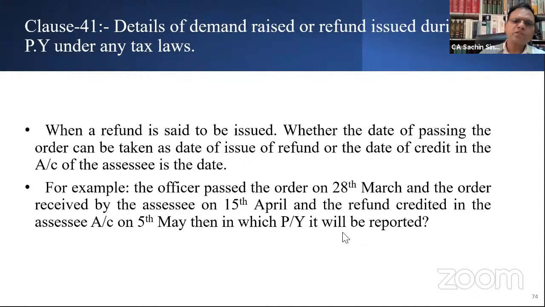Assuming 28th March 2020 is the date when the order is passed, but the credit comes to the assessee's account on 5th May 2020, then in which year is it to be reported, whether 1920 or 2021? Any answer on this? Whether it is to be reported in 1920 or 2021? So, date of credit. However, Sairam sir is saying 1920, when the order is passed by the officer. Any other view?